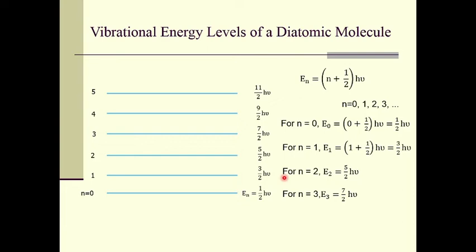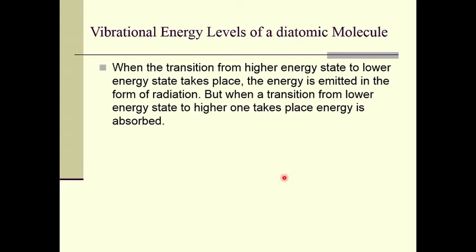One can easily plot the upper energies. And if we see the separation between two energies, that separation is of the order of h nu. So all these separations are h nu. All the vibrational energy levels are equally spaced, but in the case of rotational energy levels they were not equally spaced, that we know. So here the energy levels are equally spaced. These are the vibrational energy levels of a diatomic molecule.